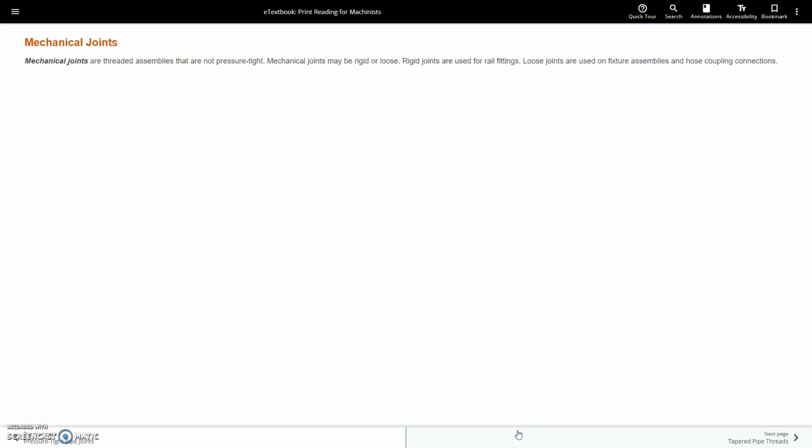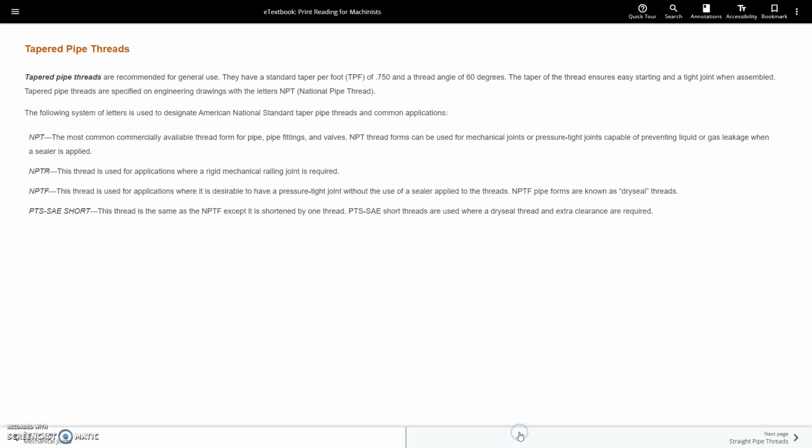Mechanical joints are threaded assemblies that are not pressure tight. Mechanical joints may be rigid or loose. Rigid joints are used for rail fittings. Loose joints are used on fixture assemblies and hose coupling connections.